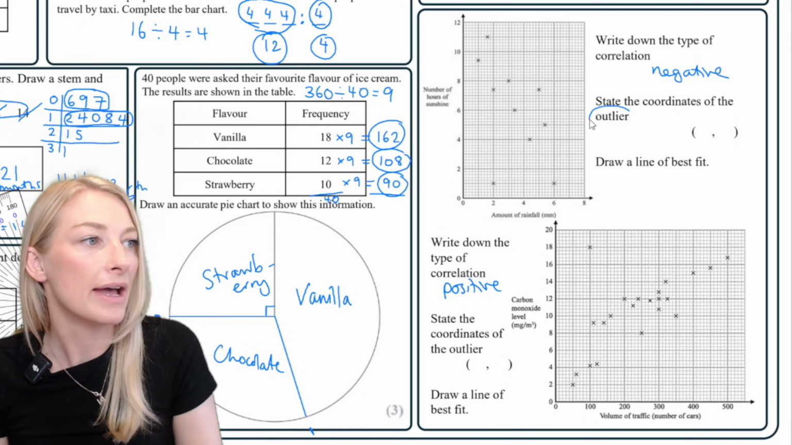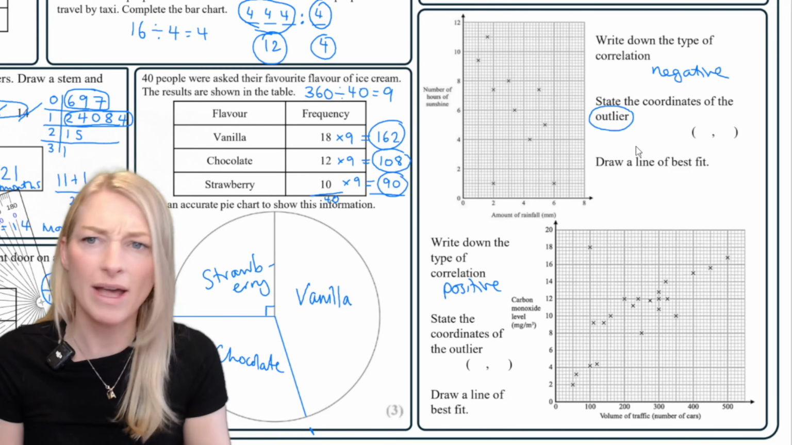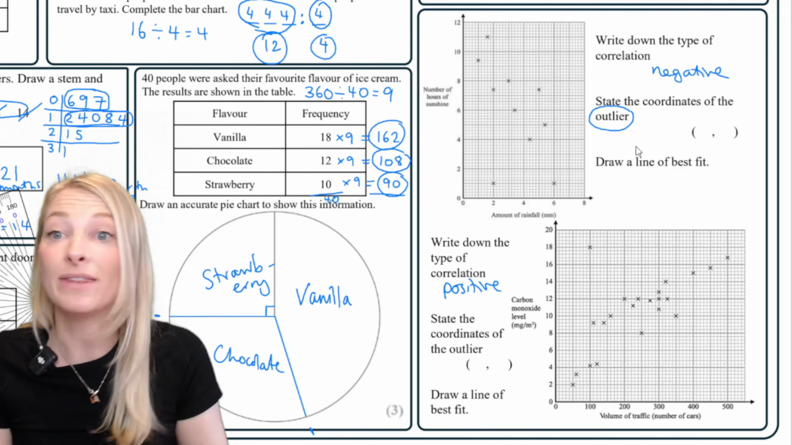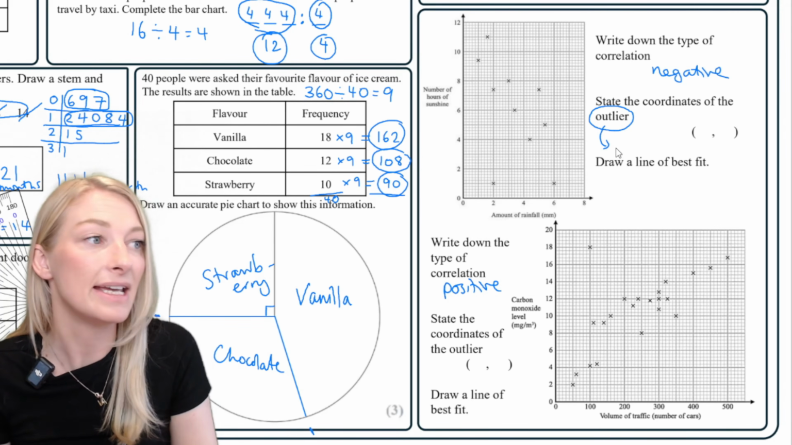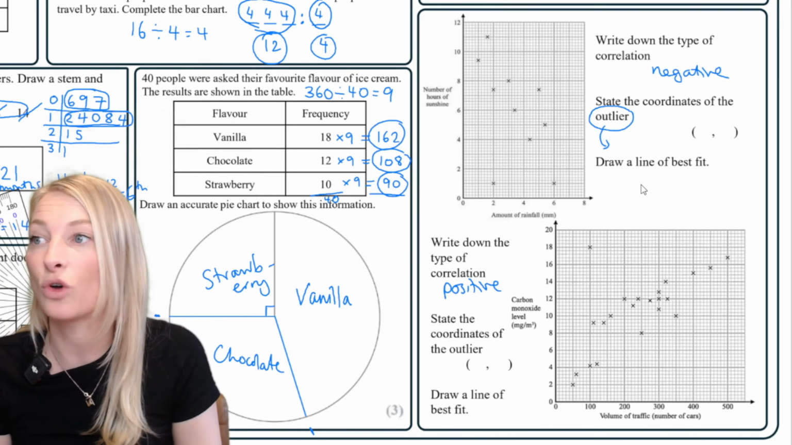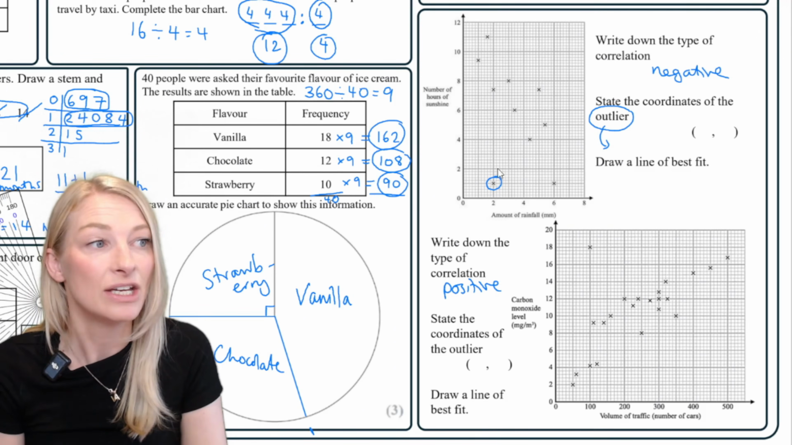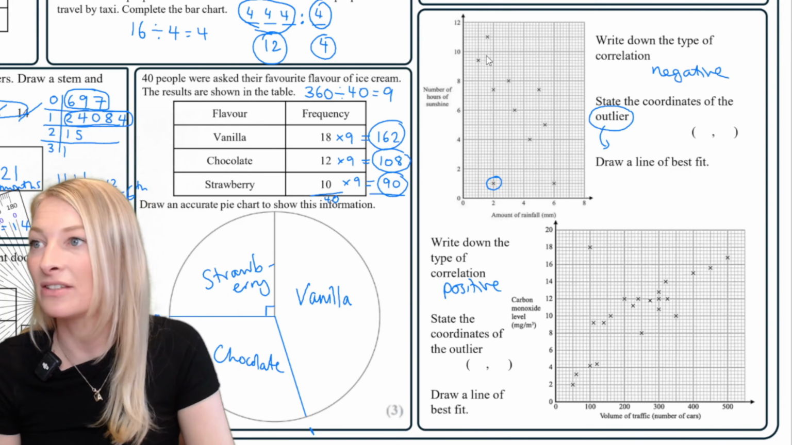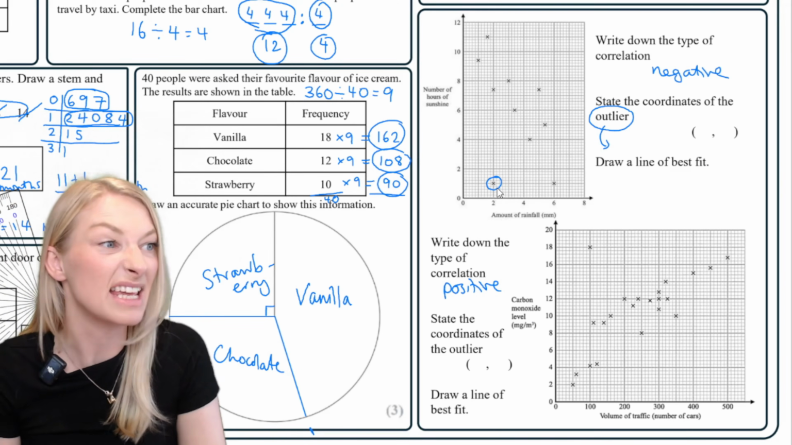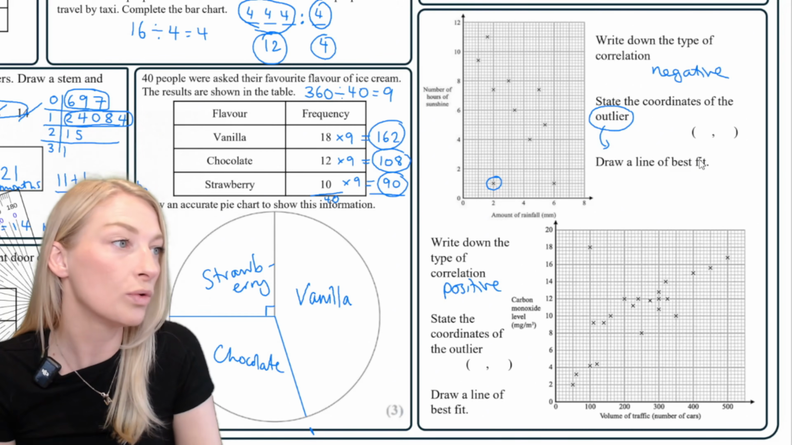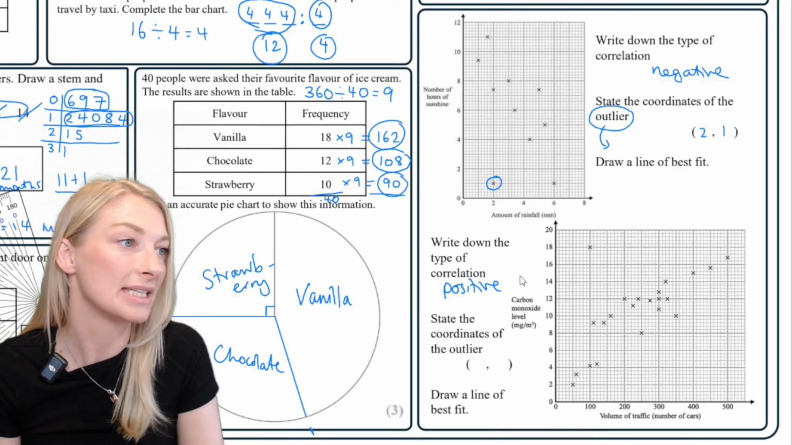Now, an outlier is a point that does not fit the trend of the data. If you're asked, why is this point an outlier? It is a point that does not fit the trend of the data. So if you weren't sure about that, write that there. And here, it is this point out here. You can see it doesn't fit that pattern that's coming down there, and it's really away from the data. It sticks out for sure. And the coordinate of that point is 2, 1.